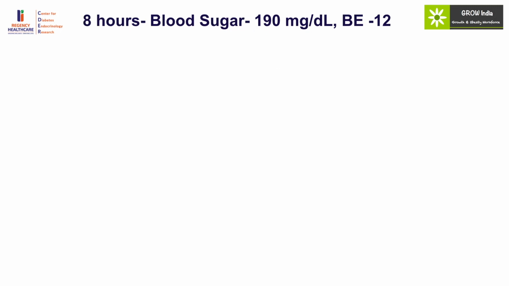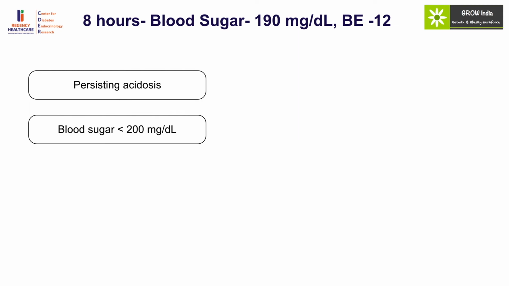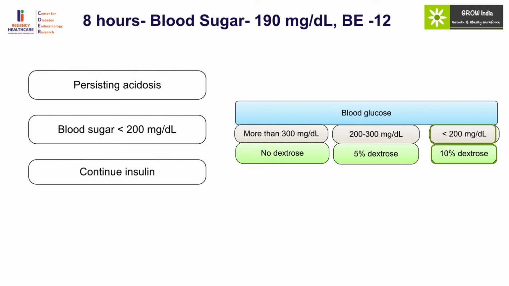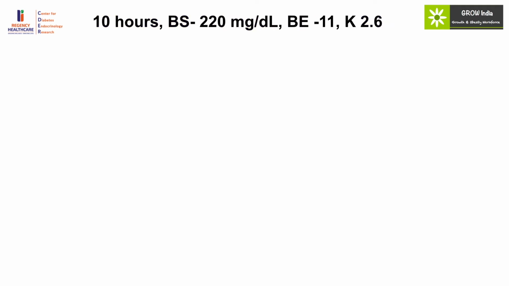At 8 hours, the child has now improved. The blood sugar is 190 and metabolic acidosis, however, is persisting. So this is a very common situation where blood glucose can improve earlier, but acidosis is persisting. So in this setting, since the blood sugar is less than 200, we need to add 10% dextrose along with continuation of insulin.